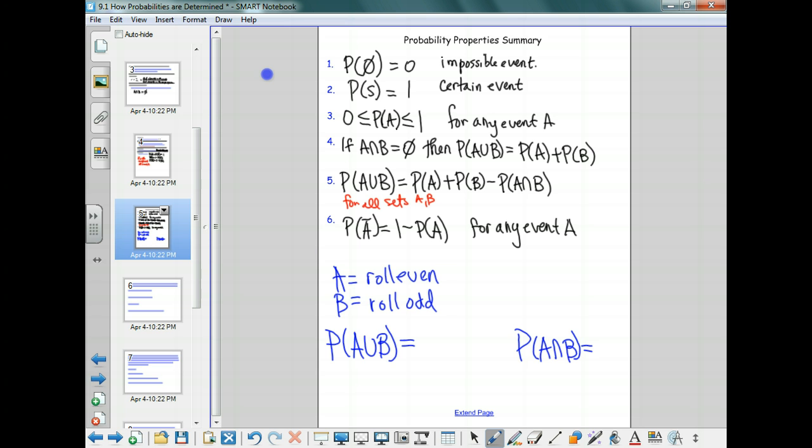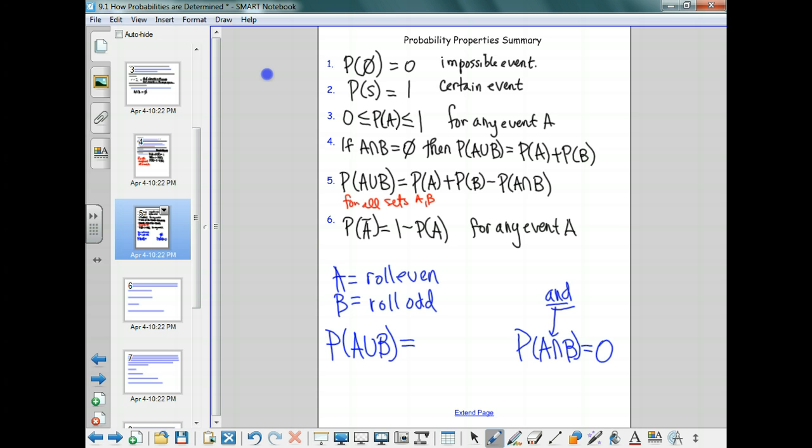So if I roll a die, what is the probability that the number that comes up is even and odd? 0. Can't happen. I can't roll the die and it comes up even and odd. So this right here is the word and. An intersection is what they have in common. And even and odd numbers have nothing in common. So the probability of that happening is 0.